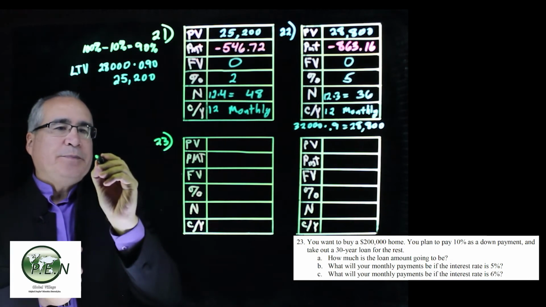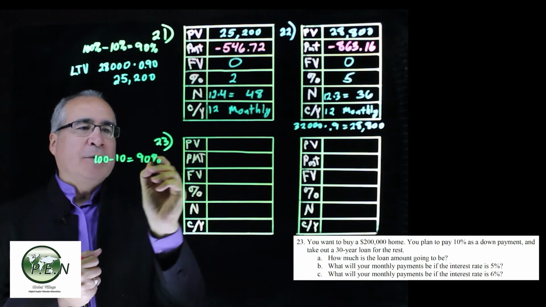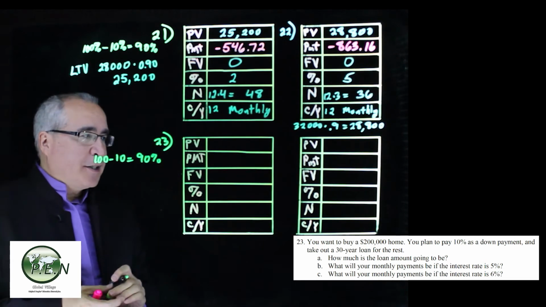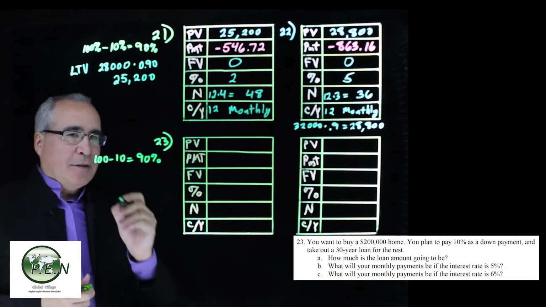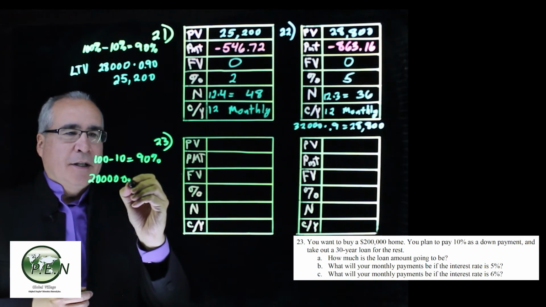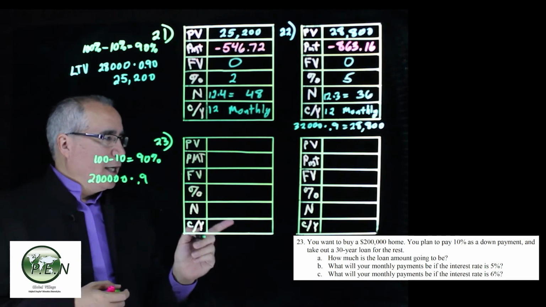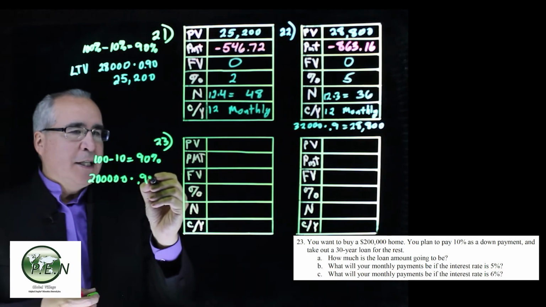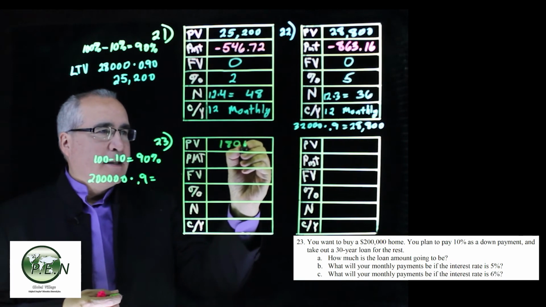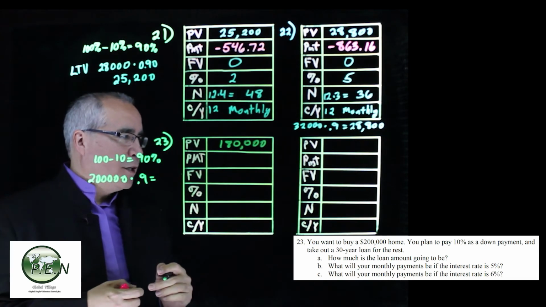So 100 minus 10 equals 90%. And doing the subtraction at this point is very, very straightforward and very easy to do. So then we take our home value, the 200,000, multiply it by 0.9, which is the 90%, and we see that we're going to need to borrow $180,000. Okay, so that's the amount of the loan we'll need.